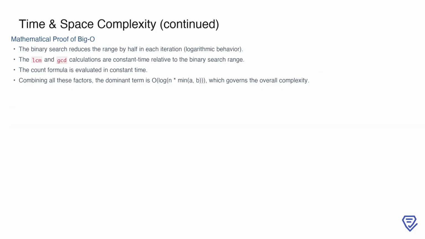To conclude, let's solidify our understanding of the time complexity with a mathematical proof. The binary search algorithm exhibits logarithmic behavior because it reduces the search range by half during each iteration. The GCD and LCM calculations, while essential, are constant time relative to the binary search range, and the count formula is evaluated in constant time as well. Combining these factors, the overall time complexity is determined by the dominant term, which comes from the binary search iterations. This results in a final complexity of O(log(n * min(a, b))). This proof highlights how the algorithm efficiently narrows down the nth magical number, making it optimal for this problem.